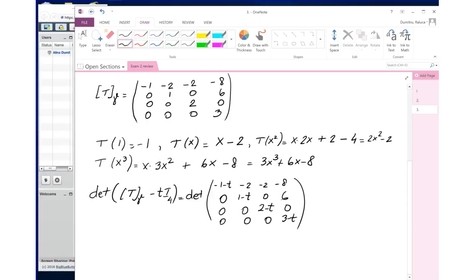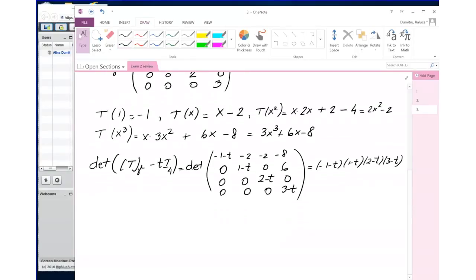Fortunately, it's upper triangular, right? So the determinant is just the product of the main diagonal entries. So it has 4 eigenvalues: 3, 2, 1, and negative 1, each with multiplicity 1.